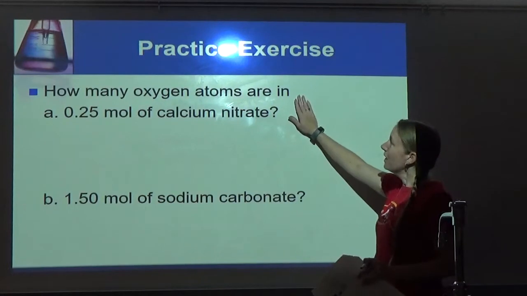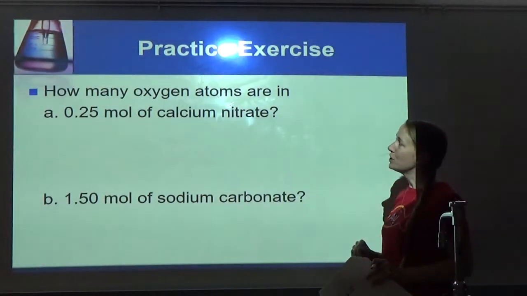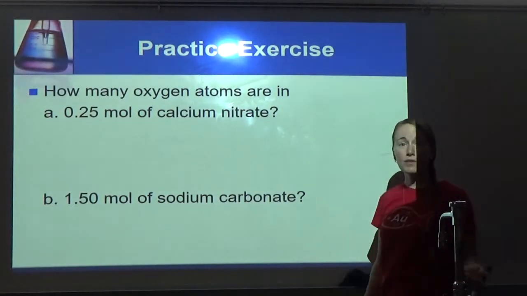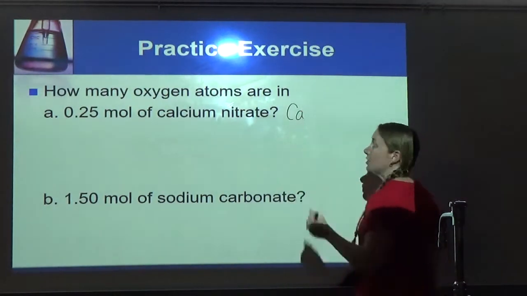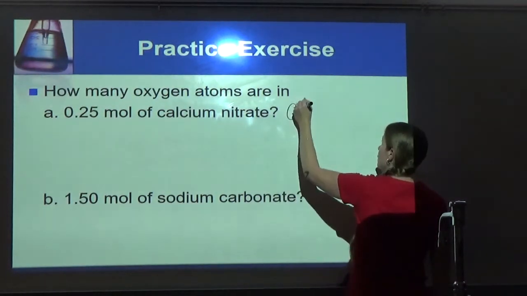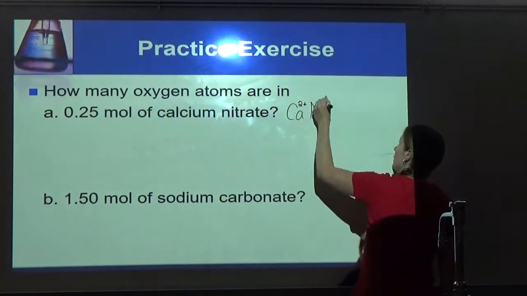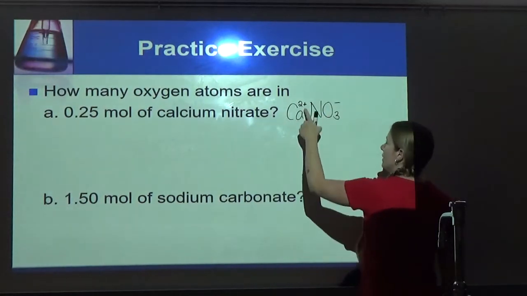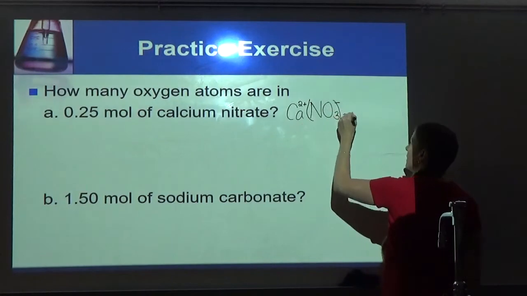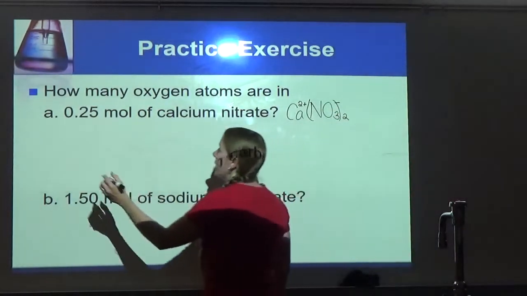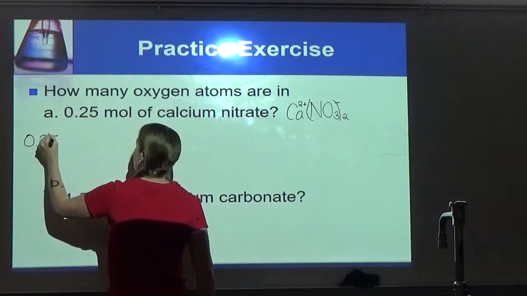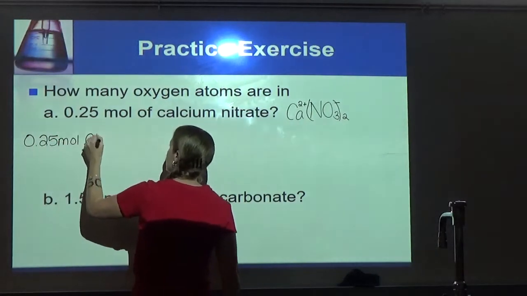Alright, so it says how many oxygen atoms are in 0.25 moles of calcium nitrate? Well, the first thing I need to do is write that formula. So calcium, Ca, I don't see any prefixes, so I need to put the charge, positive 2. Nitrate, NO3, negative 1. So I need 2 nitrates. So there's my formula. So we're starting with 0.25 moles of calcium nitrate.